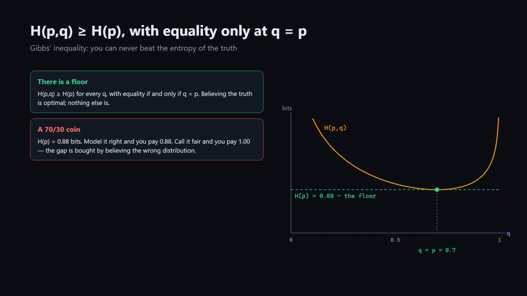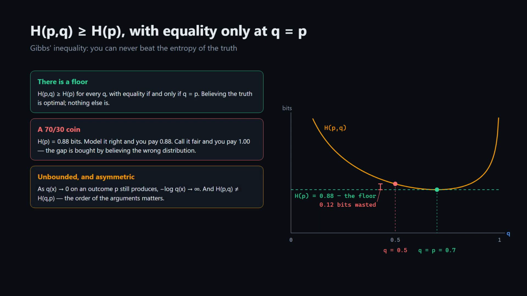Its entropy is about 0.88 bits, and no code can beat that. Model the coin correctly, and you pay exactly 0.88. Model it as a fair coin, and you pay a full bit instead. The gap is pure waste, bought by believing the wrong distribution. Push Q further from P, and the penalty grows without any limit.